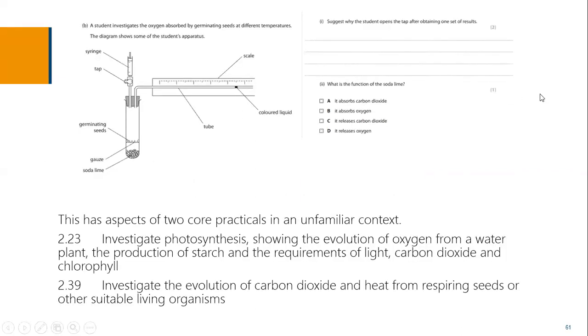This is a different core practical. This is germinating seeds. Two core practicals in an unfamiliar context. So you've got the germinating seeds, you've got soda lime.